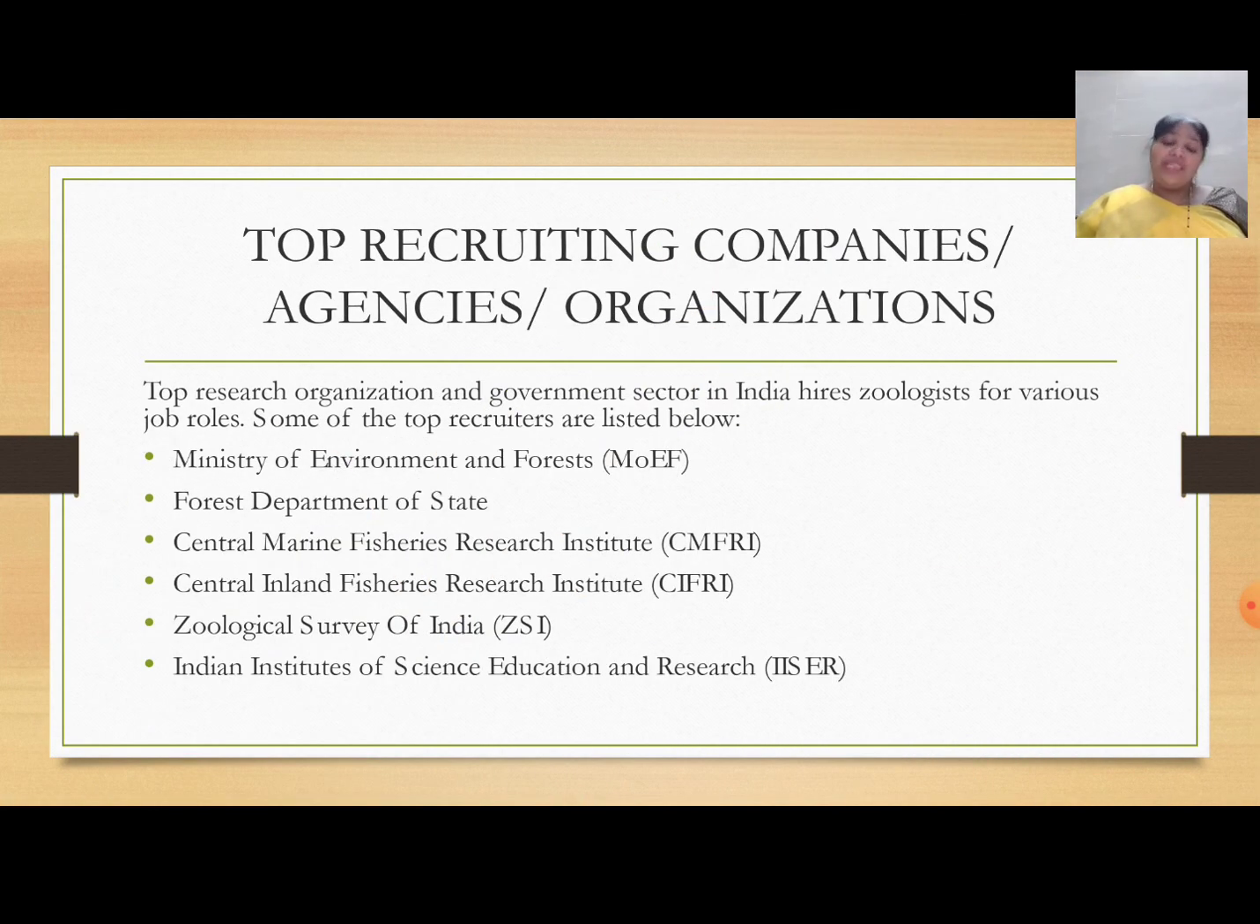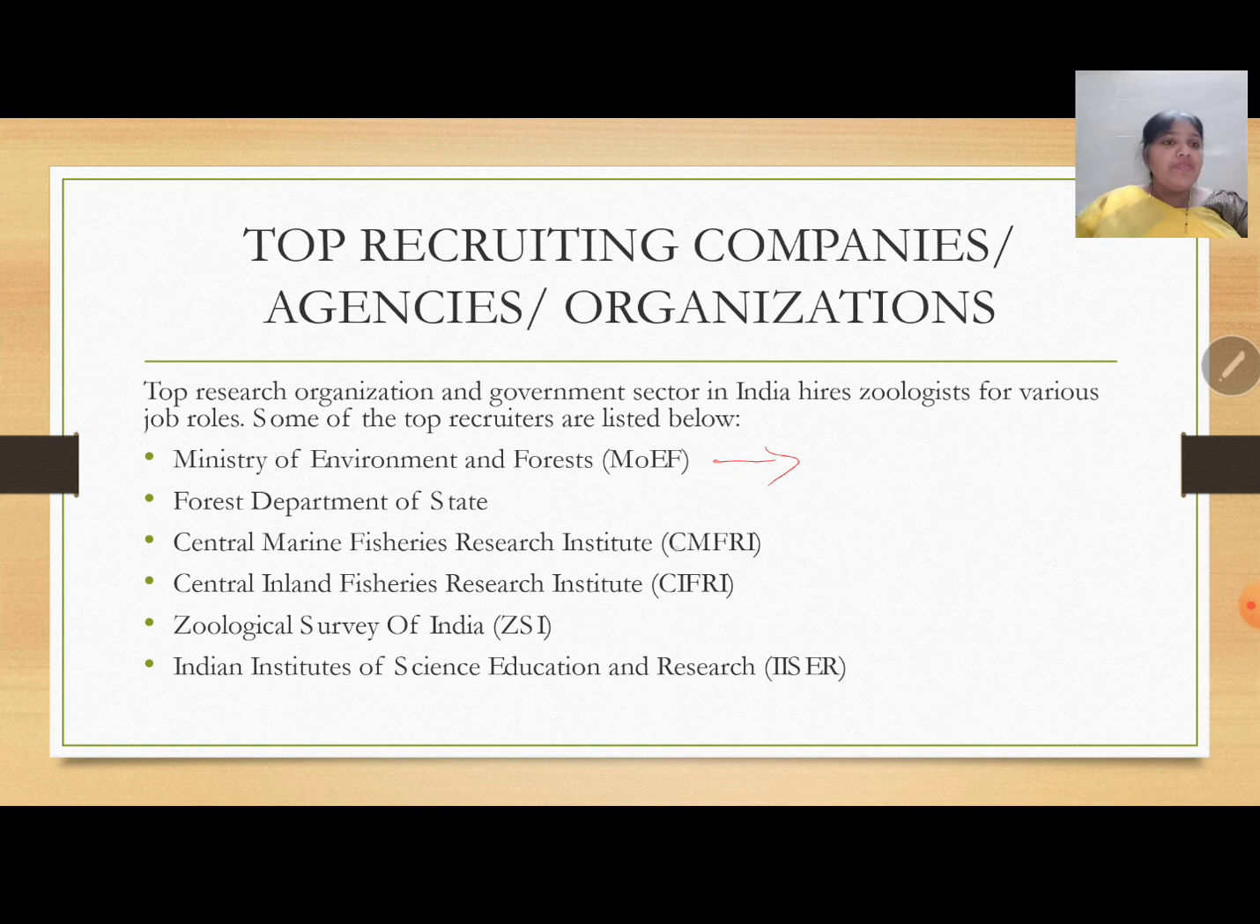Top recruiting places other than schools and colleges. Where are the other top recruiting places you can go for as a zoologist? One is MOEF, Ministry of Environment and Forest. That is one of the major areas where a zoologist can work. Then the Forest Department of the state.